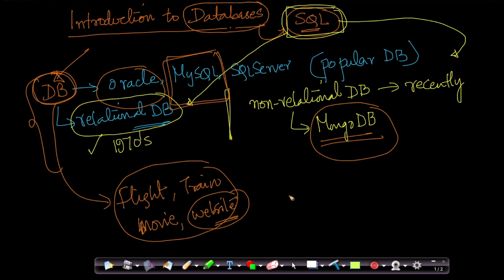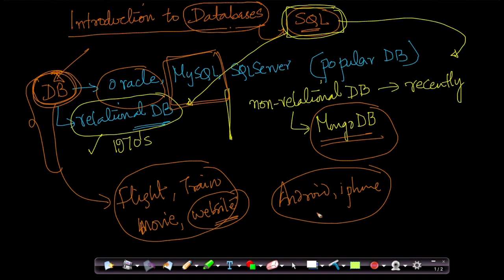Literally speaking, all of your Android phones and iPhones actually have a database internally to store your contacts information, right? That has to be stored somewhere, right? There is actually a database sitting in each of your Android phones and iPhones. That's how powerful databases are, right?